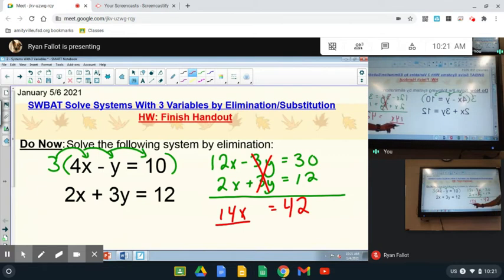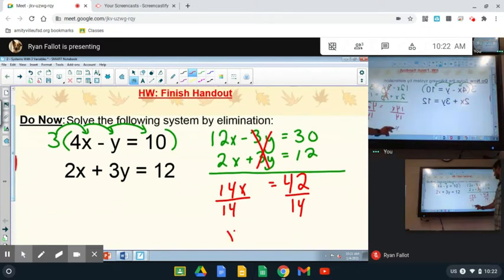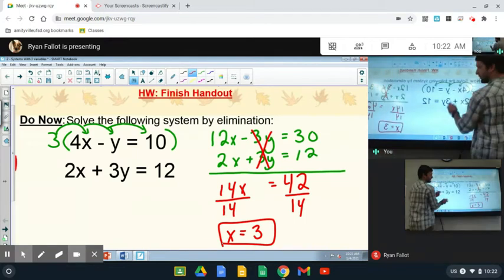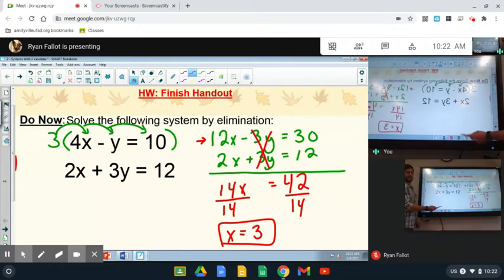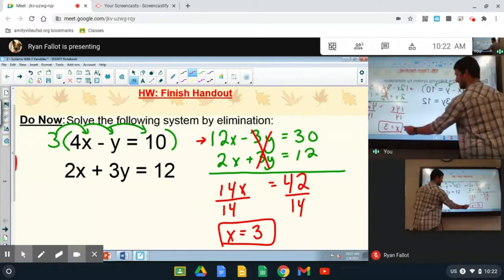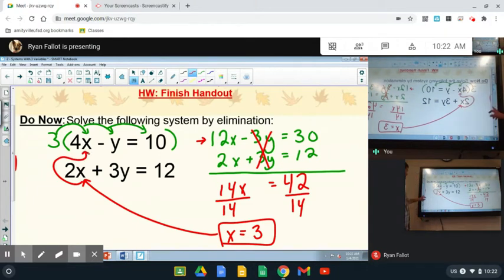Got to solve for x now. Divide both sides by 14. And we get our x value as x is equal to 3. So that is our x value. We now need to find our y value by plugging this into either one of our original equations, not to this guy. Because if you made a mistake, you're just making more mistakes. If you plug it right into here or here, you're less likely to make a mistake, so that would be my strong suggestion.